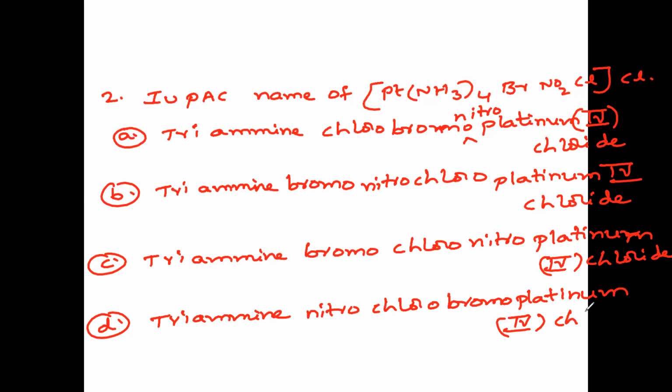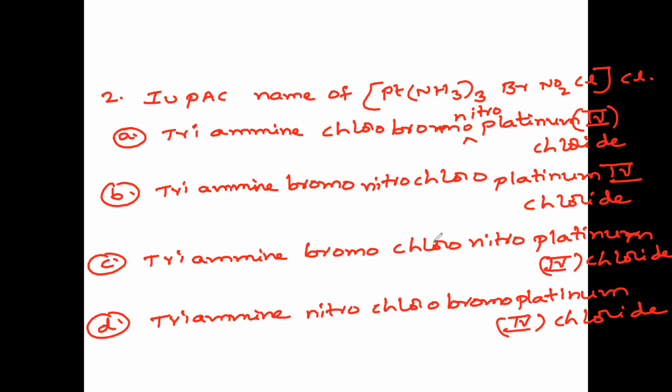So in all the cases, platinum(IV) chloride is there, so we do not have to disturb it. Straight away we have to see only the ligands identification. For amine, we'll have triamine. This is actually triamine and tetraamine. So NH3 taken 3 times actually. This is not 4 times, it is 3 times. I wrote the question wrong. So please note down: triamine chlorobromo nitro platinum(IV) chloride. Platinum(IV) chloride is common in all the cases.